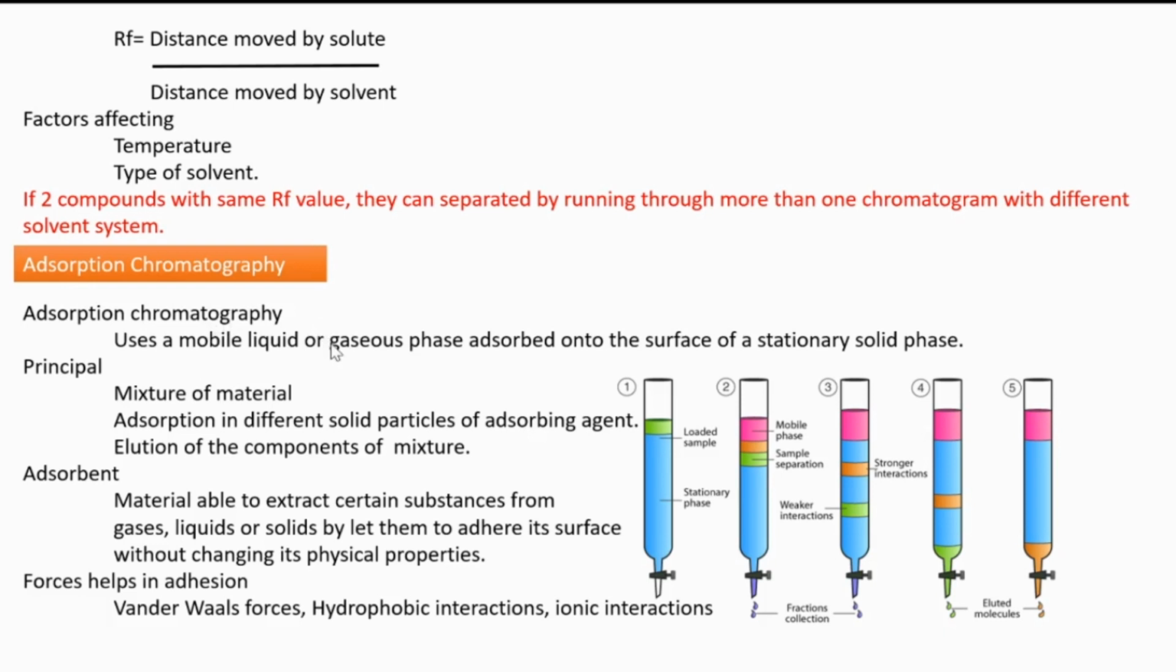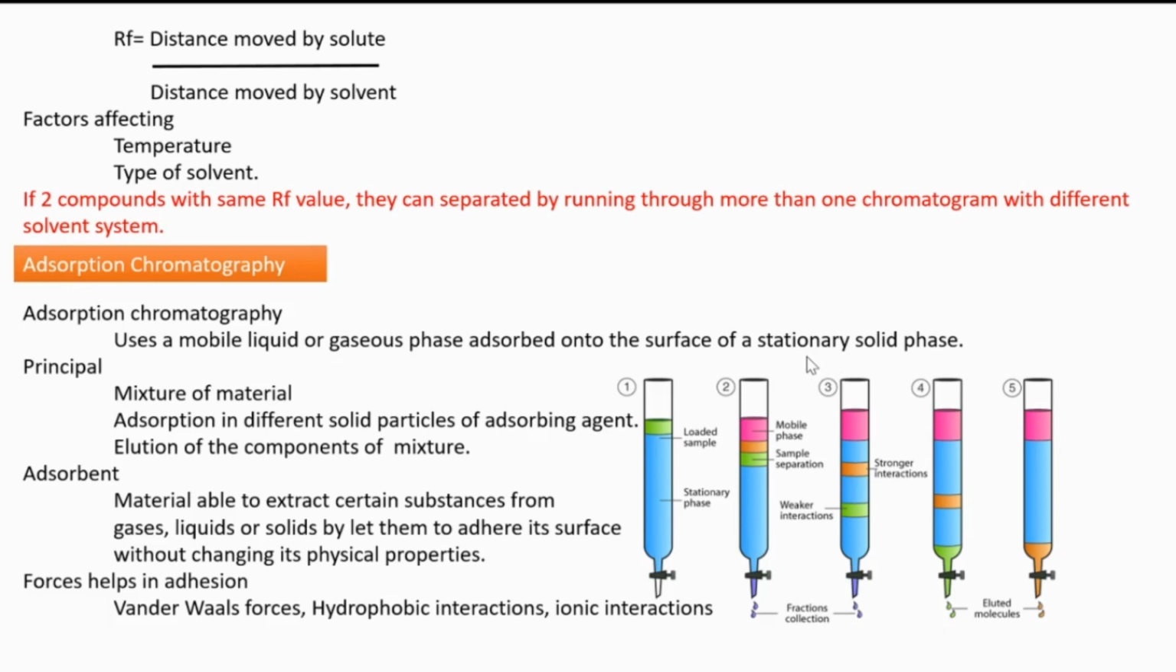Adsorption chromatography uses a mobile liquid or gaseous phase, which gets adsorbed onto a stationary solid phase. Sorry, the stationary phase is solid.